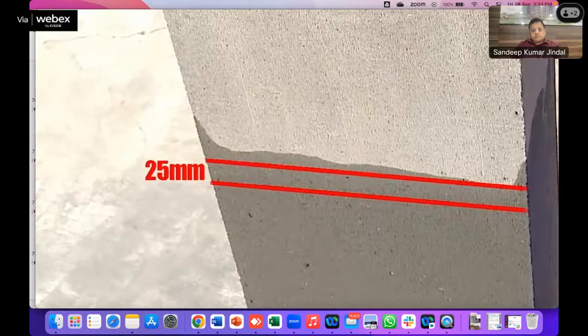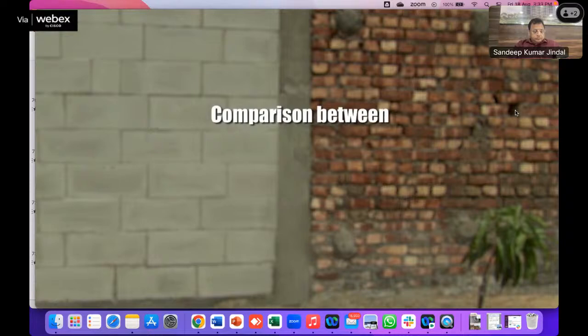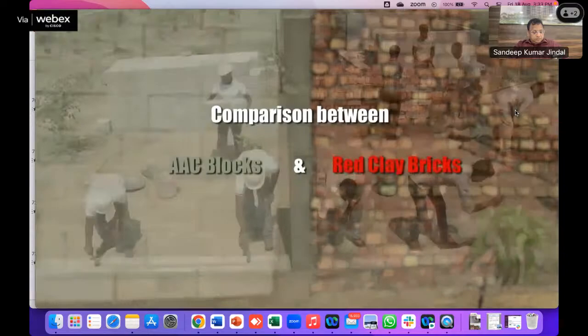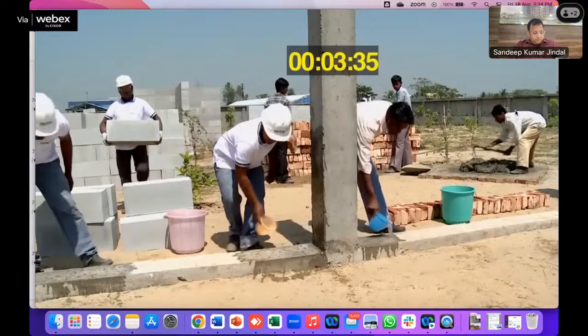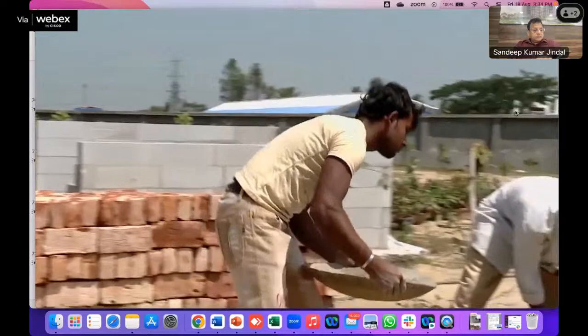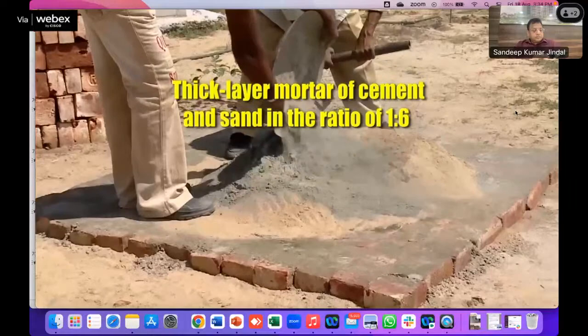Let us now compare the advantages of building walls with AAC blocks in comparison to red clay bricks. After chipping and watering the foundation and the pillars, a thick layer of mortar, of cement and sand in the ratio of 1:6 mixed with water, is applied.